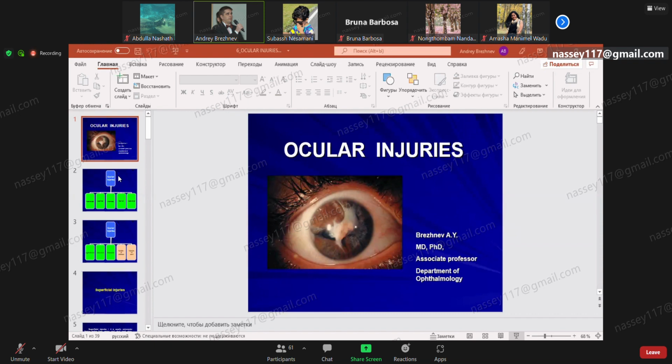area of the damage, the square of the damage, the depth of the damage, and then control the efficacy of our treatment by the same procedure. The main symptoms of this condition are pain, photophobia, and lacrimation. During the slit lamp examination, we can see erosion, damage of the superficial layers of the cornea. How to treat? We have to use antibiotics in the form of drops just to prevent secondary inflammation.